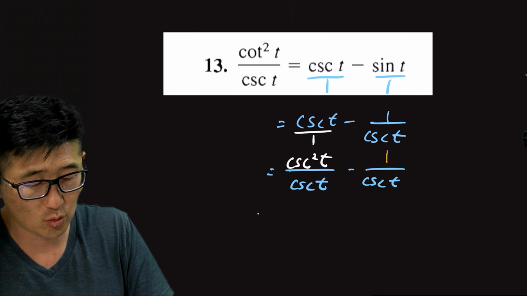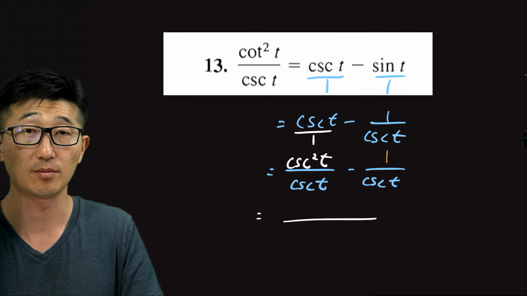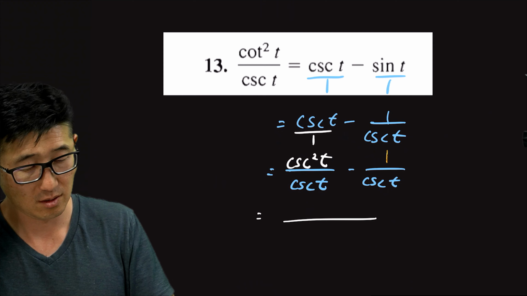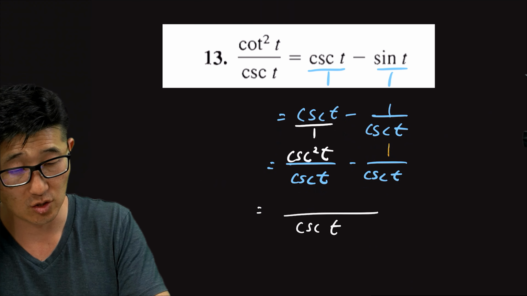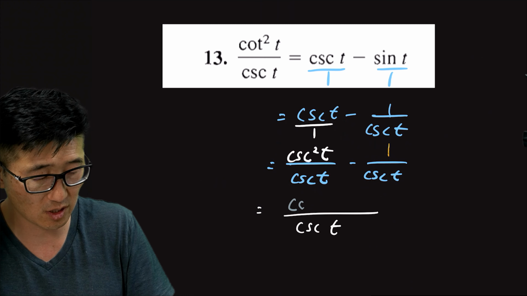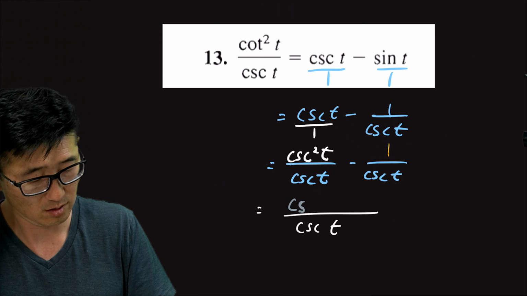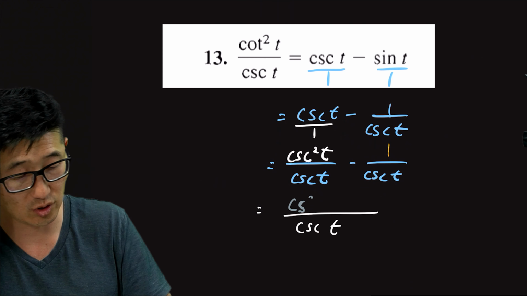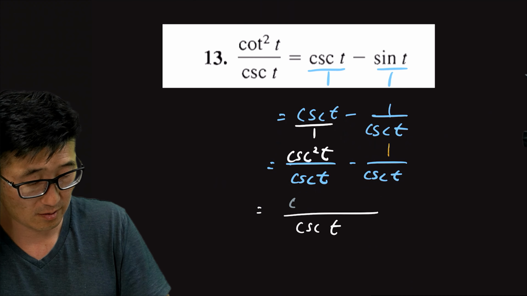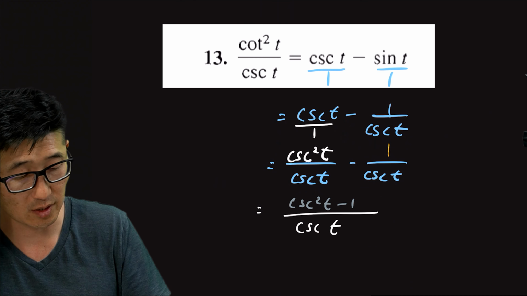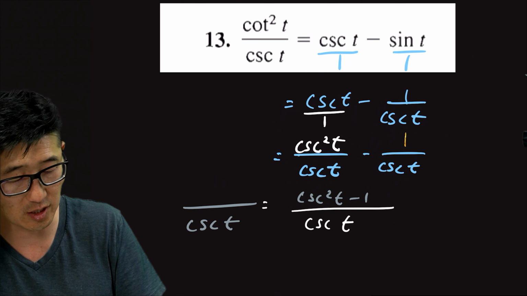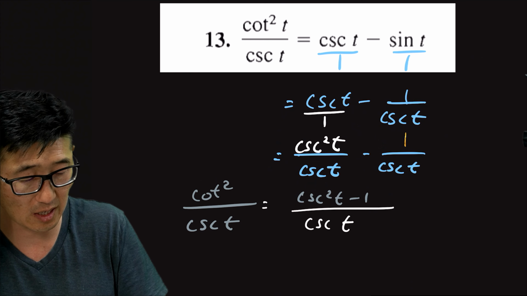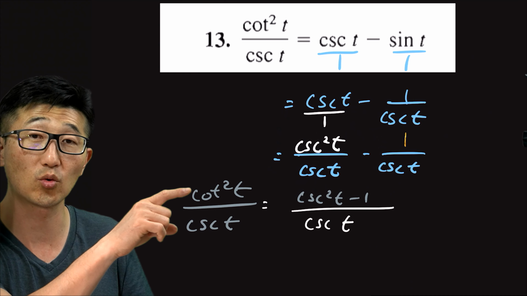Okay. And then what do you do whenever you have a common denominator? You combine it, and this will become cosecant t, and the numerator will become cosecant squared t minus 1. Okay, now you're thinking, all right, the left side has a cosecant t on the bottom, but the numerator, how do I turn that into a cotangent square t?